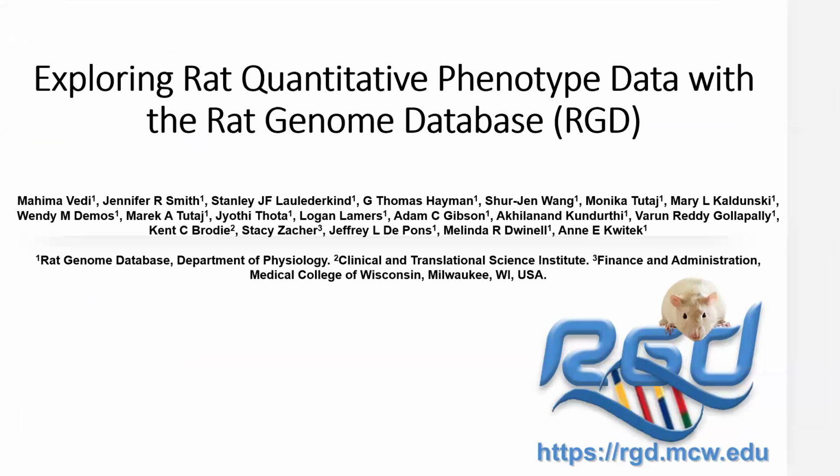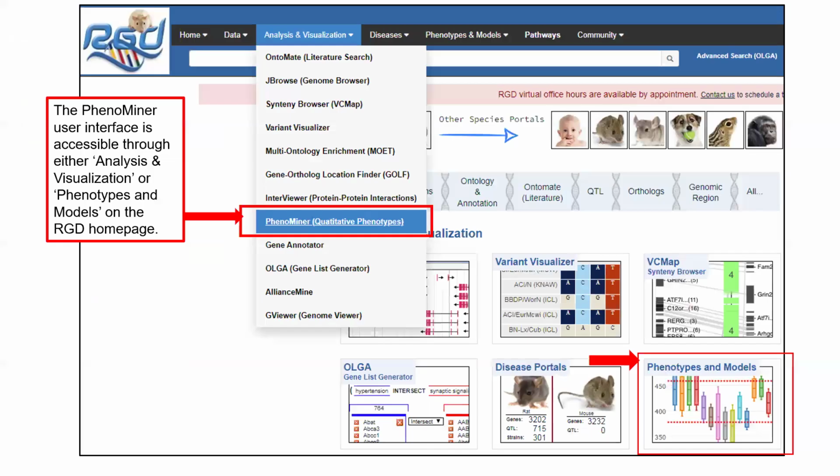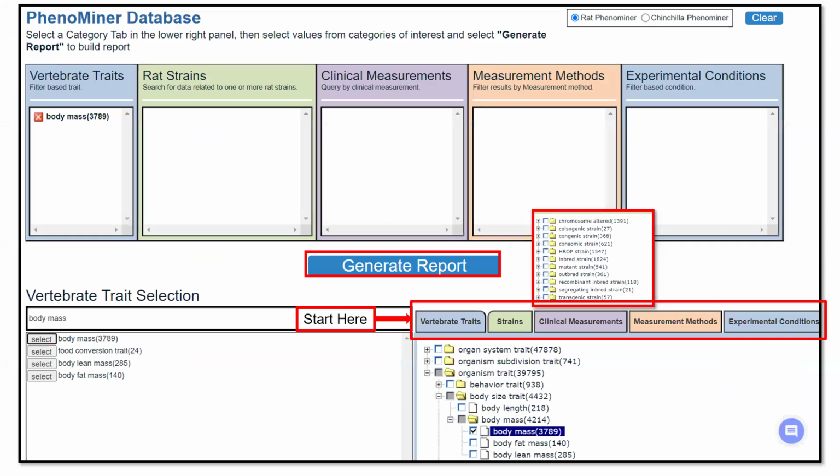Exploring rat quantitative phenotype data with the Rat Genome Database. The Phenominer user interface is accessible through either Analysis and Visualization or Phenotypes and Models on the RGD homepage. Phenominer is a tool for ontology-based standardization, storage, and mining of quantitative phenotype data for the laboratory rat.